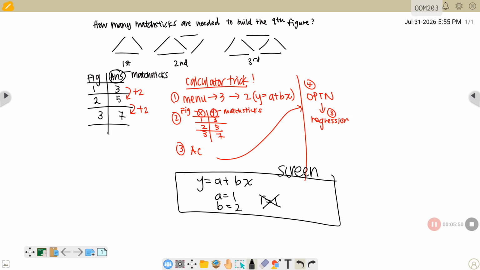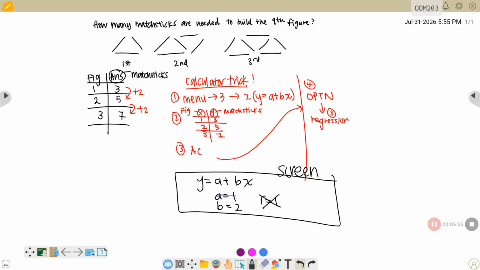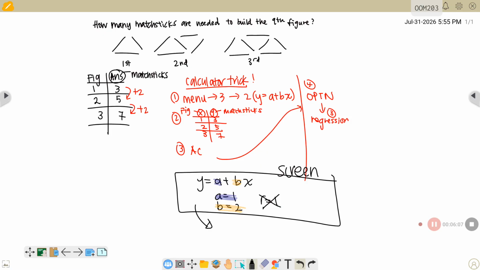So what does a mean? It means you just put this a answer inside here. And what does the b mean? B means this b, put inside here. So what will it give me? y is equal to 1 plus 2x. Yes, this is your formula. So however your teacher says to do it, you just write it down in your working.